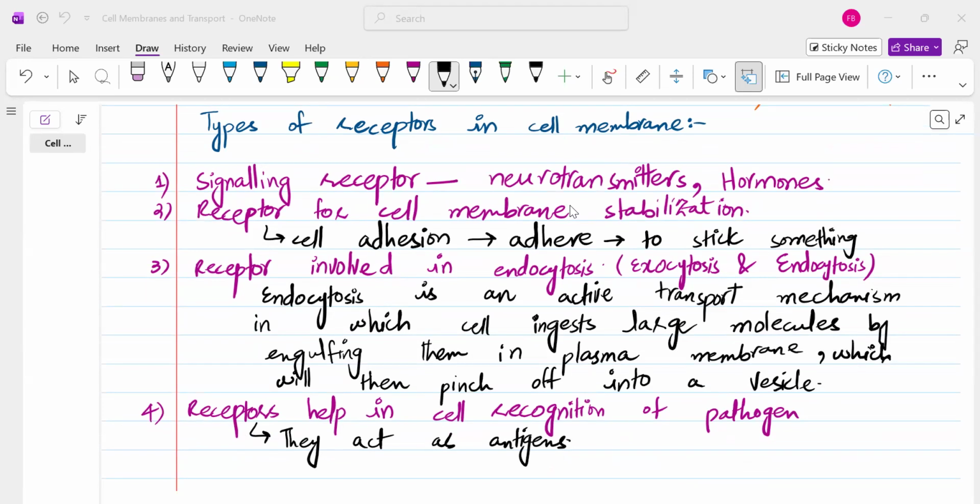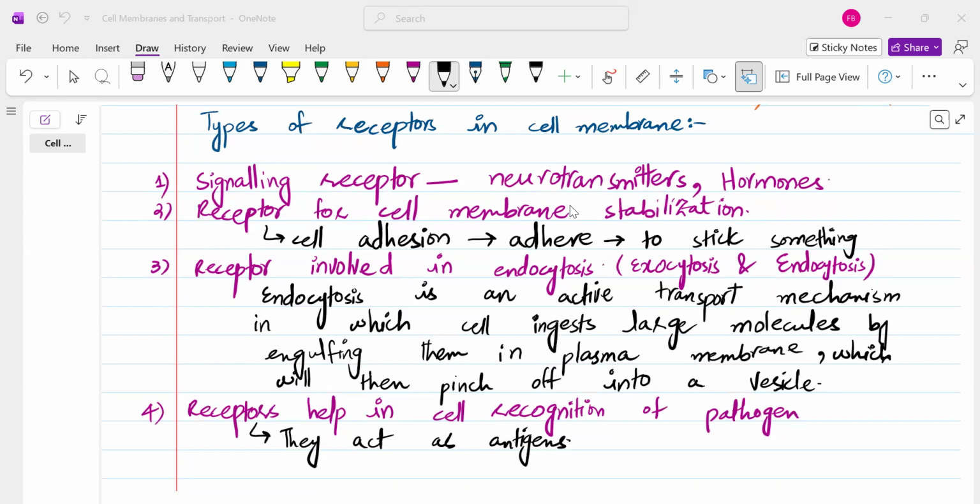The types of receptors on the cell membrane. There are signaling receptors that receive signaling molecules like neurotransmitters and hormones. And then there are receptors for cell membrane stabilization. This is for cell adhesion, for glucose and larger molecules to adhere to the cell membrane and enter the cell by the carrier protein on the cell membrane.